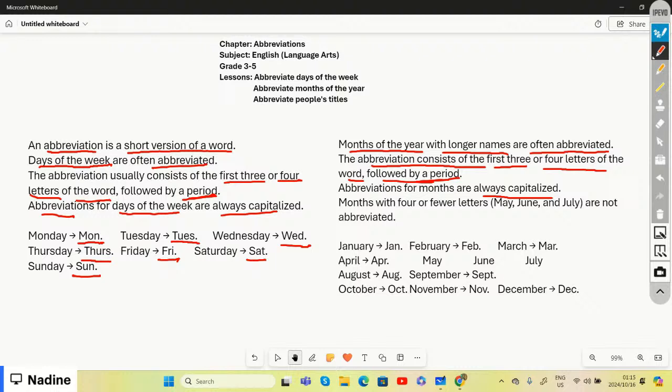All right. And if we look at an example of months of the year with four or fewer letters, it's May because it's only got three letters, June has four letters, and July has four letters.